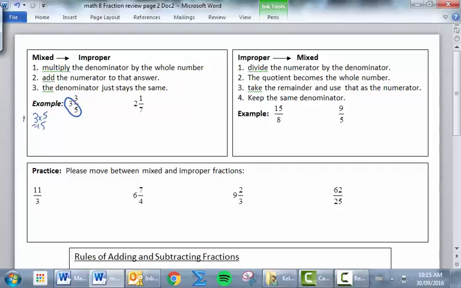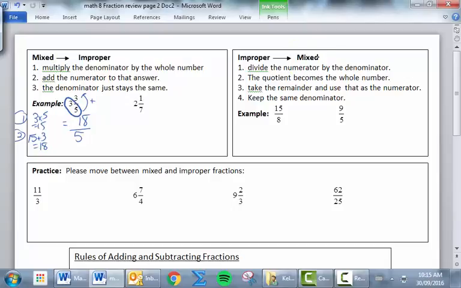That's step number one. Step number two is then to add the numerator. So that would mean 15 plus 3, which is 18. So the denominator is going to stay the same, still be 6, but my numerator is now 18. Okay, so why don't you try 2 and 1/7 on your own. You can pause the video, and then now we'll do improper to mixed.